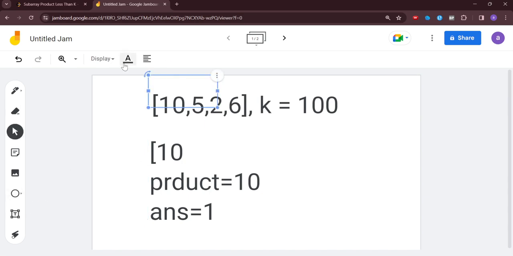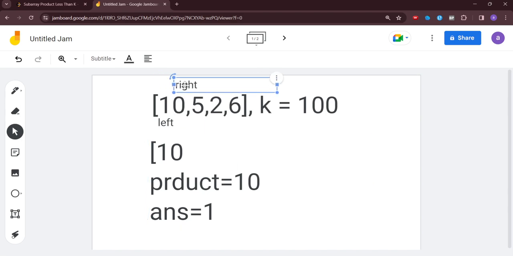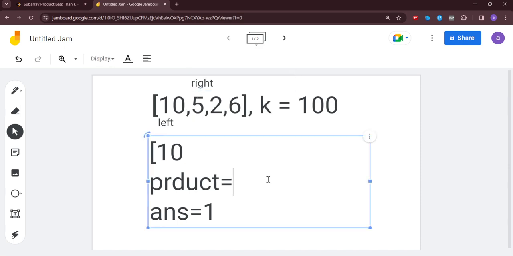So let us write those as well, so that we can understand better. So we will have right here, and then we are going to have left. So now the starting point right will be here, and left will be here, and the product will be 10, and then our answer is going to be 1. Why? Because we'll end at this particular point. Now I am going to move the right to here, and then I'll multiply whatever number is present here with the product. Now the product is going to be 50.